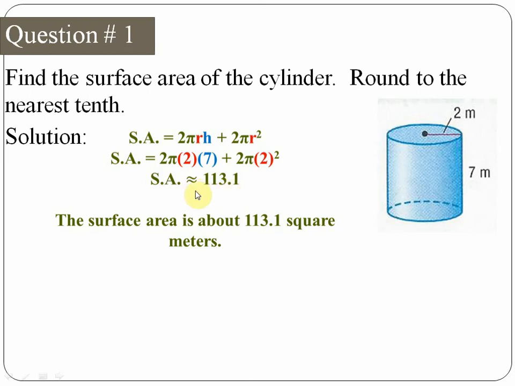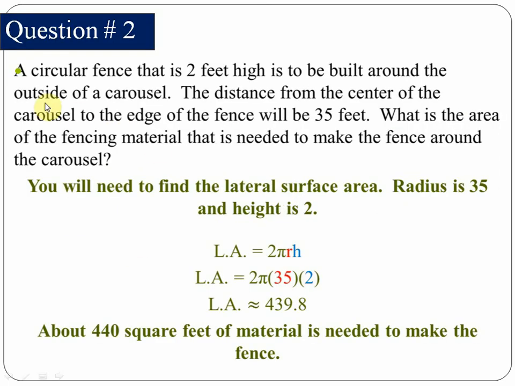Total surface area of the cylinder is 113.1 meter square. Surface area is basically area, so it is in square units. When we calculate volume, it will be in cube. Next, moving on, question number 2.